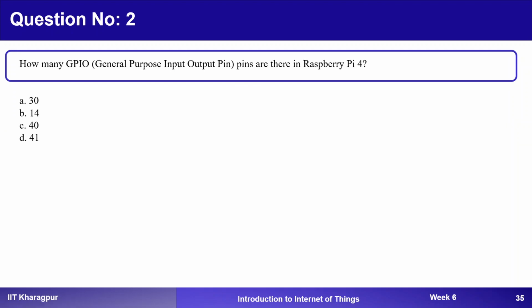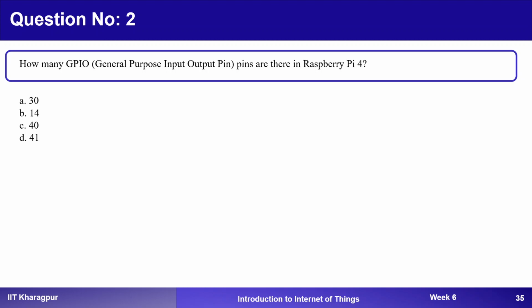Next question is, how many GPIO, that is general purpose input output pins, are available in your Raspberry Pi 4? Options are 30, 14, 40, 41. Anyone? 14, ma'am. Are you sure? 14, ma'am, that is for Arduino. Raspberry Pi 4. Has anyone used Raspberry Pi 4? Okay. The option is 40.